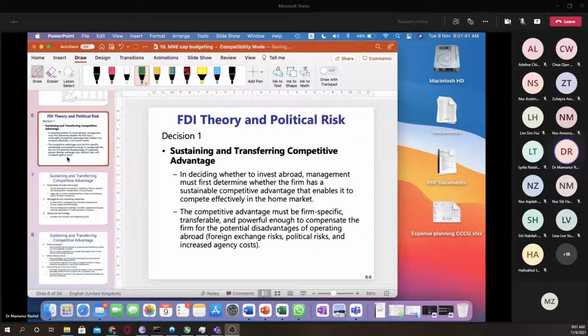Let's come to the political risk theory. But before going into political risk, let's talk about the theory of FDI. We have discussed a little bit of this in the first International Finance class, but I'll give you something in detail. In order to become a multinational company, you need to make a number of decisions. At least 3 decisions so far I remember.